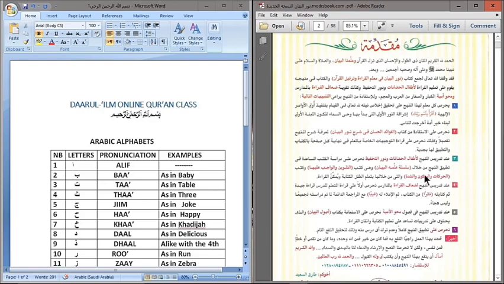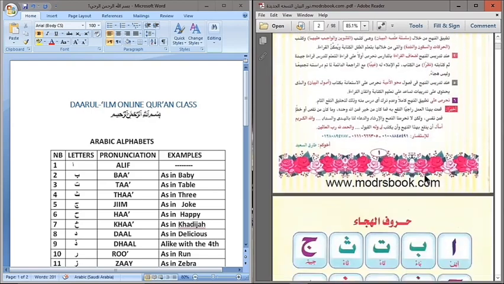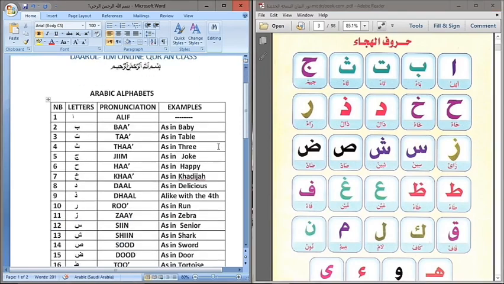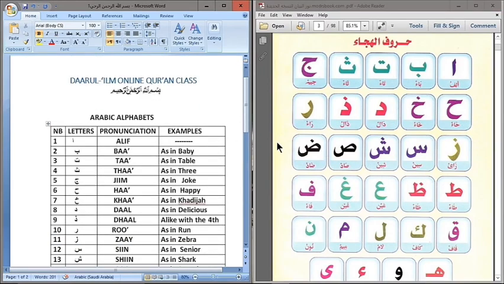Without wasting much of our time, the book starts from the Huruf al-Hijaa, which means the Arabic alphabet. So these are the Arabic alphabets. As we can see here, looking at them, we'll notice that there are 29. Some books will list theirs to be 28, while some books will list theirs to be 30. But this lists theirs to be 29.